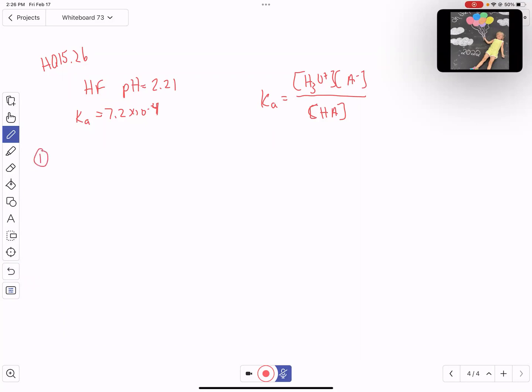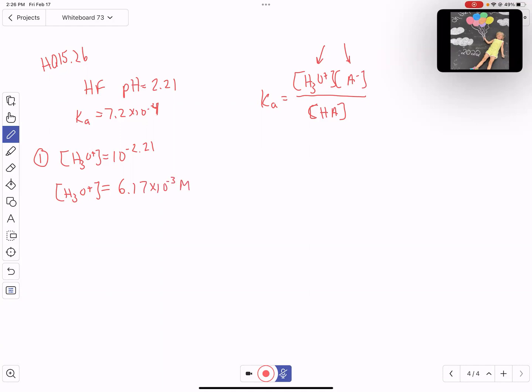I know I can turn pH into hydronium, and I know my hydronium should also equal the concentration of the conjugate base. So hydronium concentration equals 10 to the negative pH, so 10 to the negative 2.21. Just be careful, the pH is a variable, so it'll be different for your question. So negative 2.21, and I get a hydronium concentration of 6.17 times 10 to the minus 3 molar.